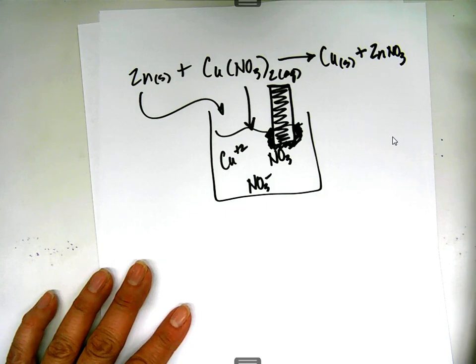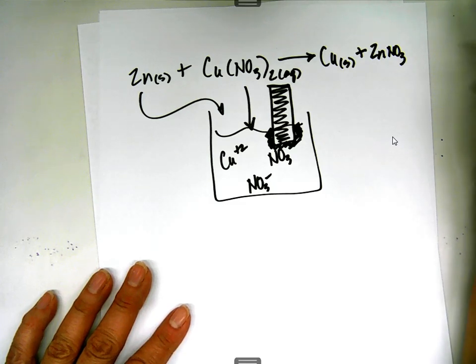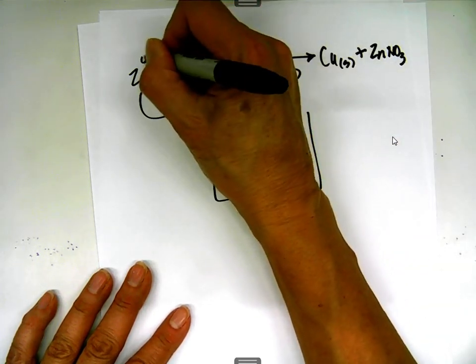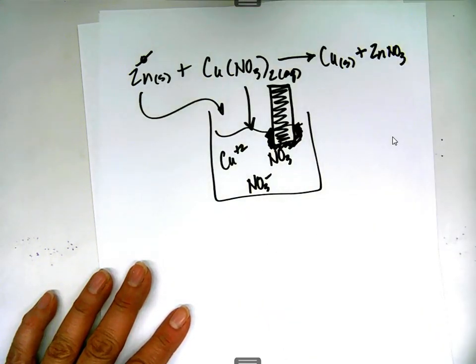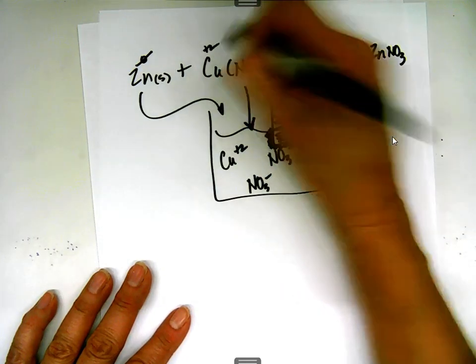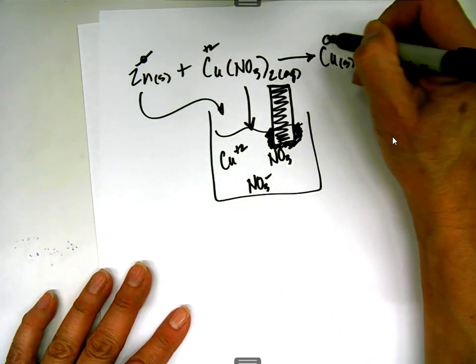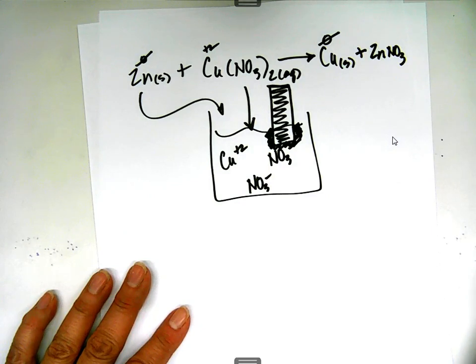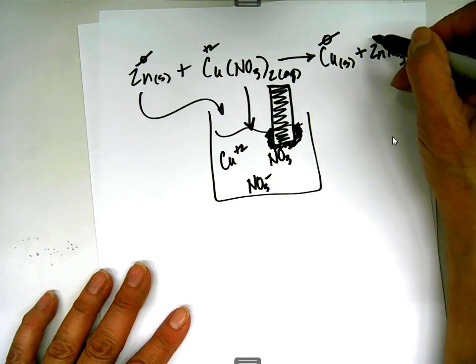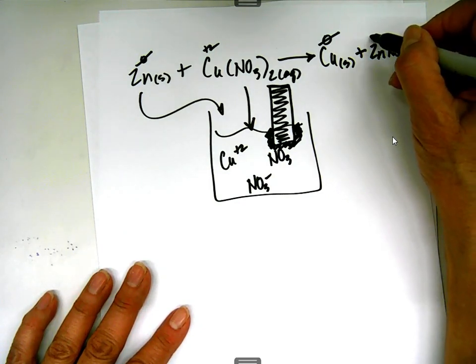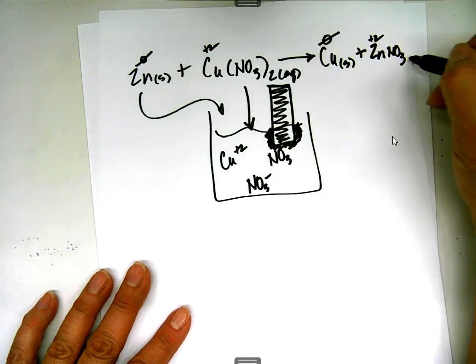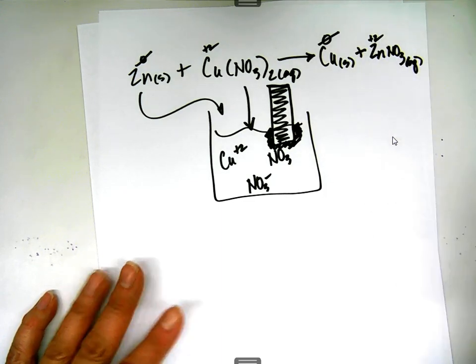Now, I have to write new nomenclature for my products. The bad thing about single replacement reactions is that the charges change. Anytime you have a metal solid, it has a 0 charge. Here we know that copper was +2. When copper comes out of the solution, it's going to have a 0 charge now. And zinc, what's the charge on zinc as an ion? You guys know that? +2. All right? And this is going to be my aqueous solution.